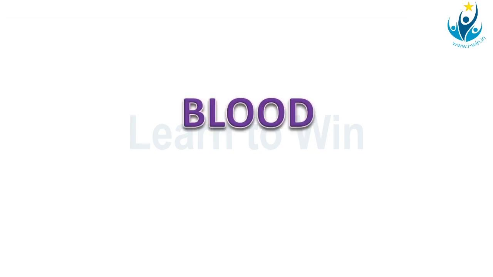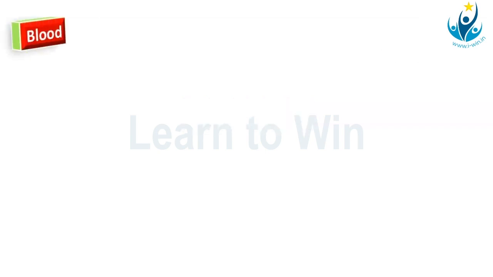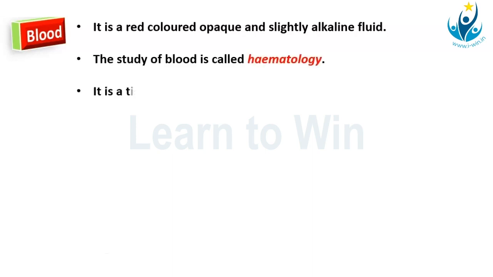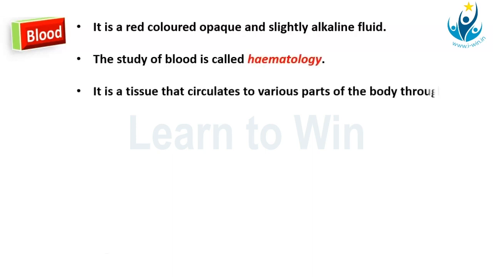Let us talk about the next extracellular fluid that is called blood. Now, blood, as we have discussed, we have two types of fluids. One is blood and one is lymph. So, blood is an extracellular connective tissue. Basically, it is red colored, opaque, and slightly alkaline fluid. The study of blood is called hematology, and it is that fluid tissue that circulates through various parts of the body through the cardiovascular system.